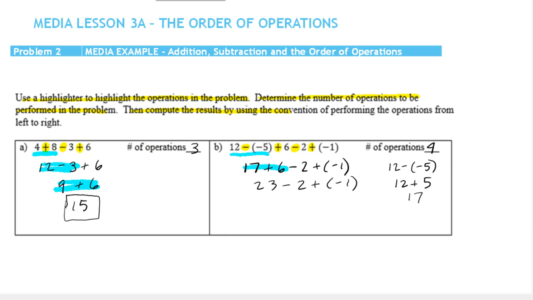Next we have this subtraction. 23 minus 2 is 21, and we have 21 plus negative 1. And our last operation is to add 21 plus negative 1. Well, this is the same as taking away 1 from 21. 21 plus negative 1 is 20. And I'm done. Notice I have 1, 2, 3, 4 lines, and there were 4 operations, so I didn't skip any.